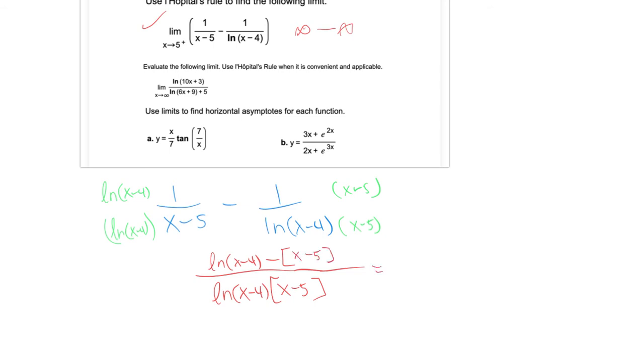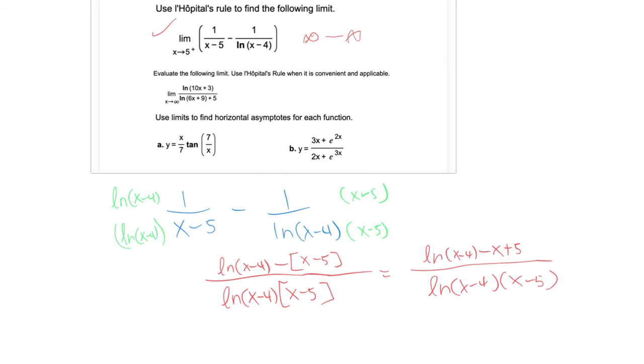Okay, now let's just simplify that numerator. We're looking at ln x minus 4 minus x plus 5. And then over here, I'm going to say let's leave it in that sort of factored form. Okay, so what we've done at this point is we've turned this into a single fraction. So now we can actually apply L'Hopital's rule, where we are now going to take the derivative of the top and the derivative of the bottom.